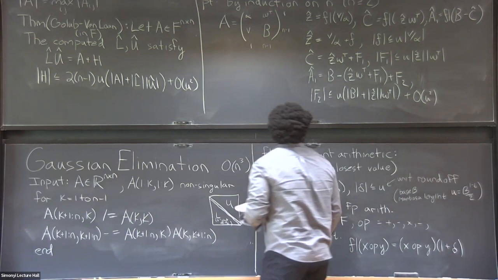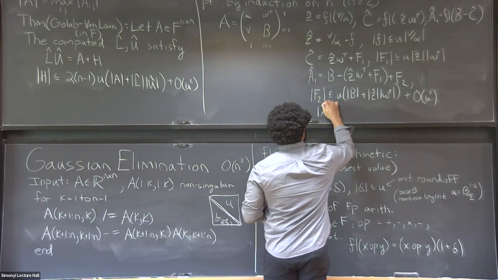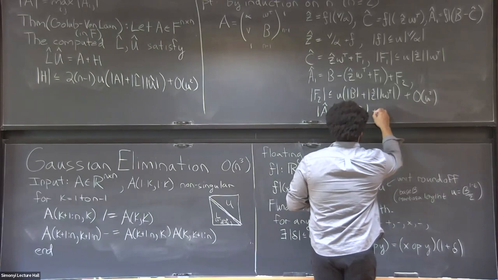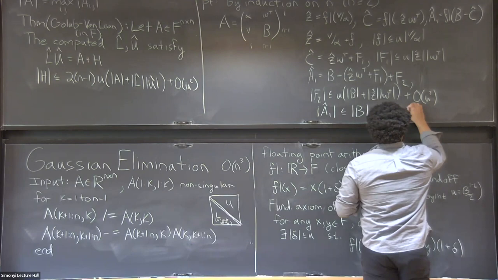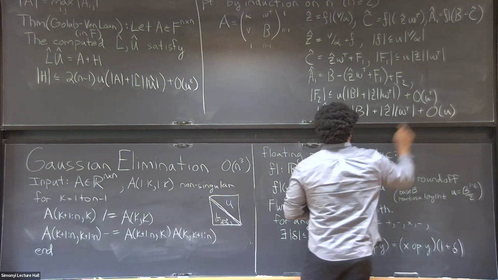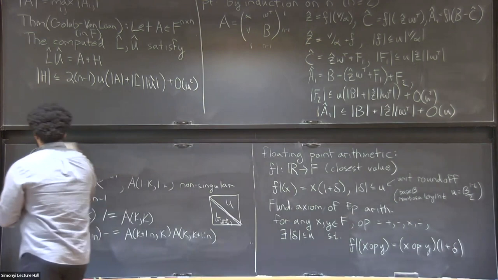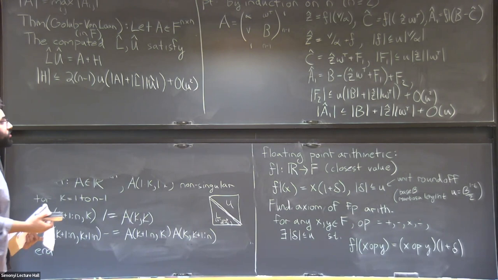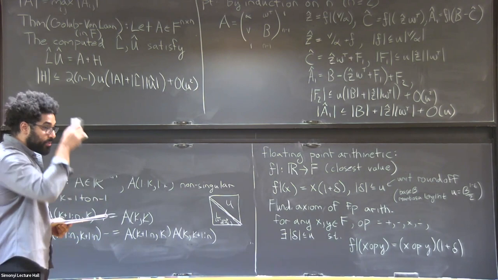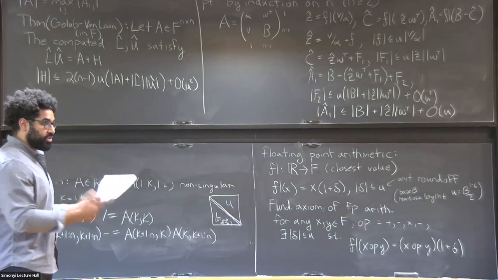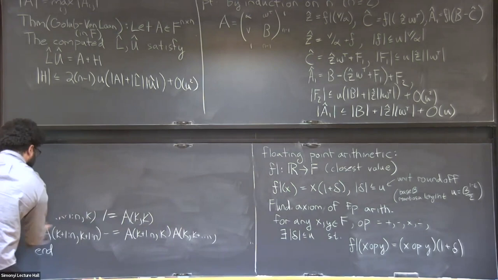And one good thing to note by looking at this is that this A1 hat is at most B plus something of order u. Simply, all we're going to do is assume that our A1 hat has the property we want because we're doing induction, and then verify that we still get what we want. So we're very much just checking that what we hope should be true is indeed true. I'll go through this fairly quickly and then we'll take a break.